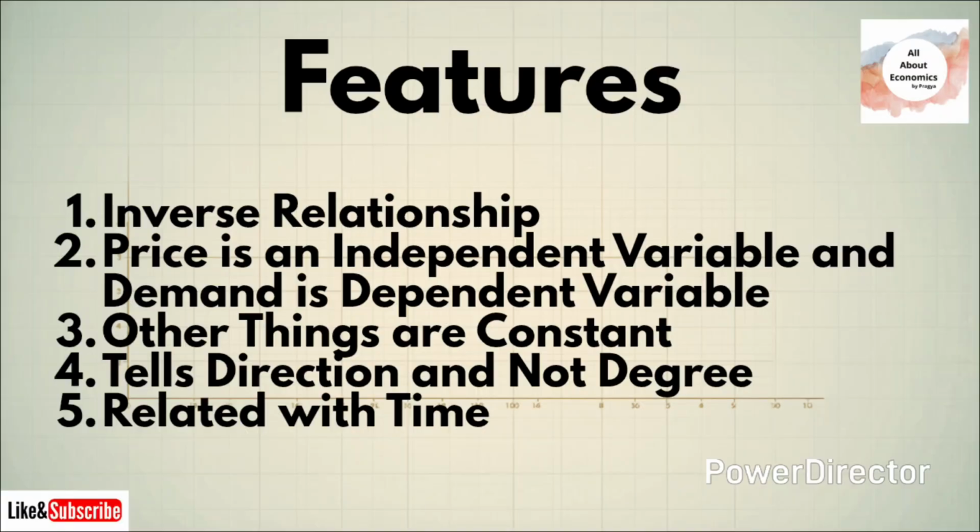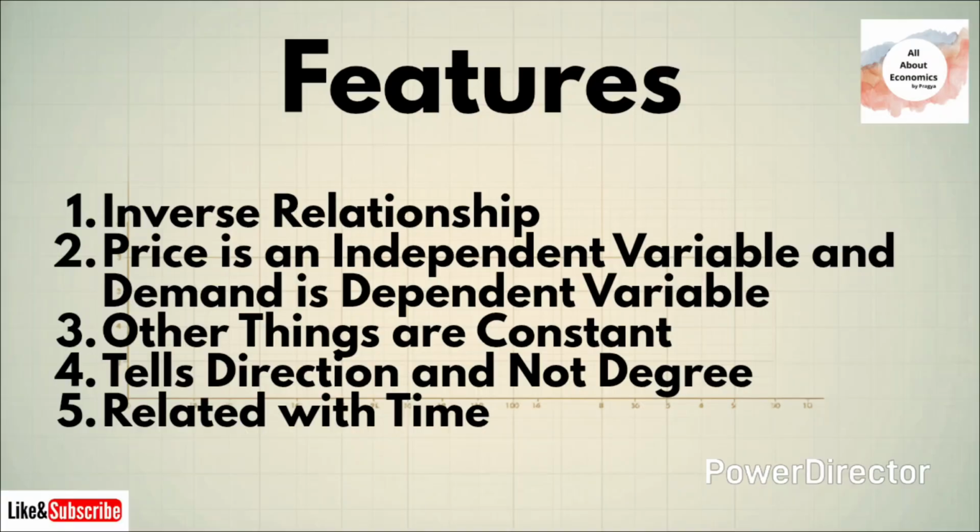Third one is other factors remaining constant. Basically, we are saying that determinants of demand other than the price of own goods are constant when we are taking the law of demand. So the other determinants we were talking about, price of related goods, income, weather conditions, future expectations, these all are assumed to be constant here. Other factors are constant here.